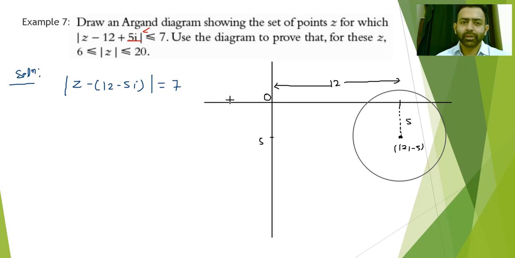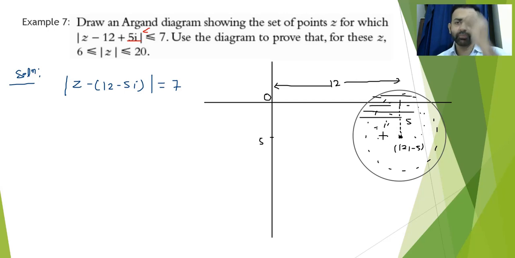Now it is asking, right? This we have shown, and since the inequality is there, all the points which are lying inside this region will be the solution, or it is just a representation of all these points. So you can shade this region. I'm not shading because I have to do the second part and I would have to remove all this shading. Now the second part is: use a diagram to prove that for these points mod z is lying between 6 and 20. Let us interpret what this inequality says. If I remove this 6, I just write mod of z is less than or equal to 20.